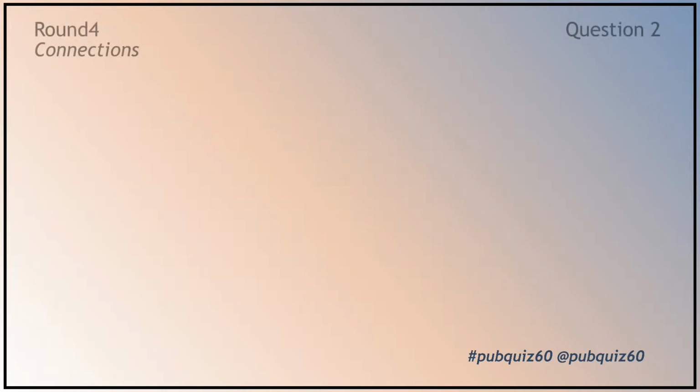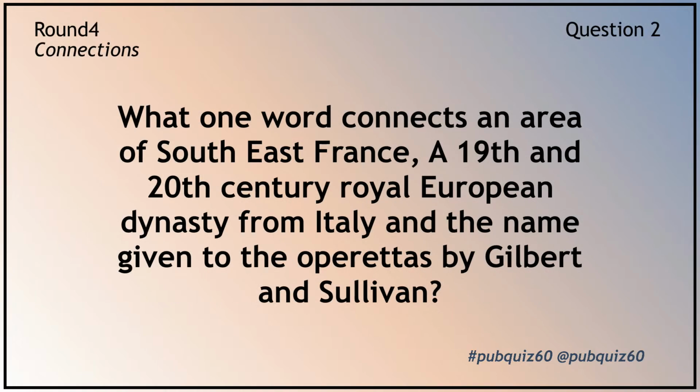Moving on, question 2. What one word connects an area of southeast France, a 19th and 20th century Royal European dynasty from Italy, and the name given to the operettas by Gilbert and Sullivan? What one word connects an area of southeast France, a 19th and 20th century Royal European dynasty from Italy, and the name given to the operettas by Gilbert and Sullivan?